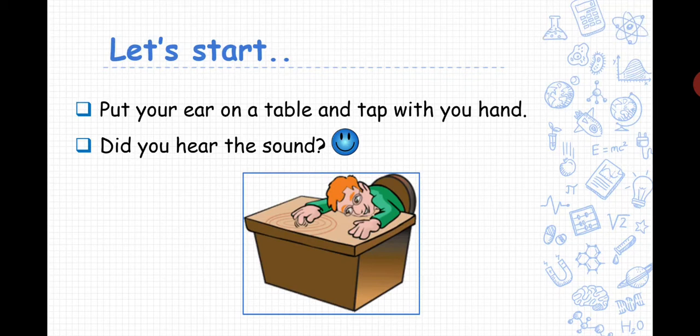In what medium does the sound travel here to reach your ear? Note, my dear, that there is only the table between the source of sound, which is tapping on the table, and your ear that you already put on the table. So the sound moves through this table to reach your ear, as you see in this picture.